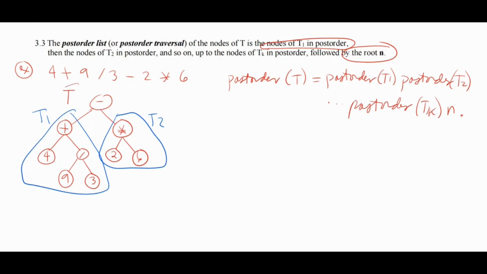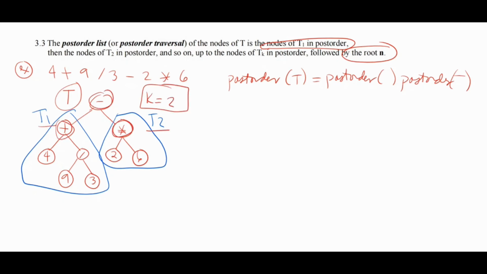And in our given example tree, the post-order of T1, which is this, let's just try to use the root of that subtree instead of T1. In our example K is equal to 2. That means there are two subtrees under the root. So T1 here has the root plus, so let's just use the root. And the post-order of T2, the root of T2, is multiplication. So we write here multiplication. And since this is the last subtree, T2, what follows after it is the root, which is the subtraction minus. And then continuing, what is the post-order of this subtree with root plus? It is the post-order of 4, followed by the post-order of this.